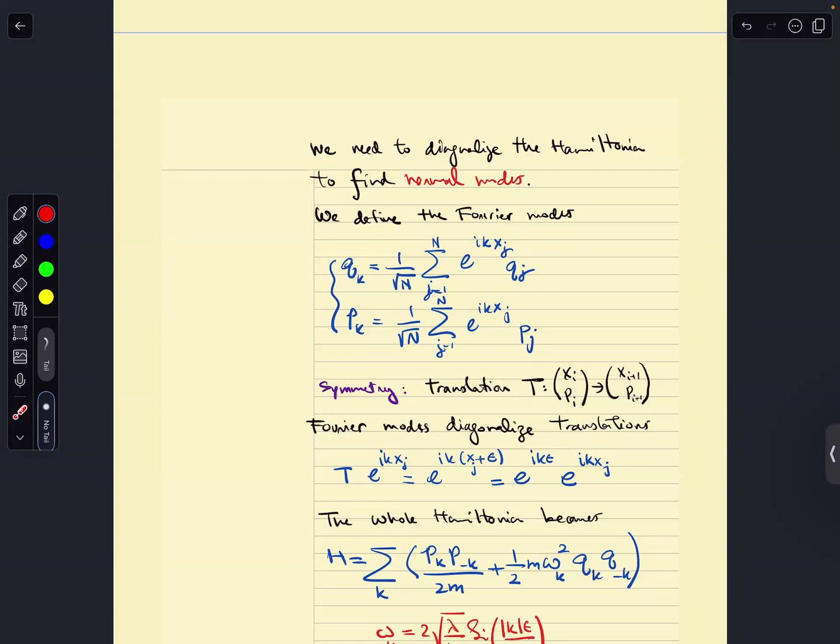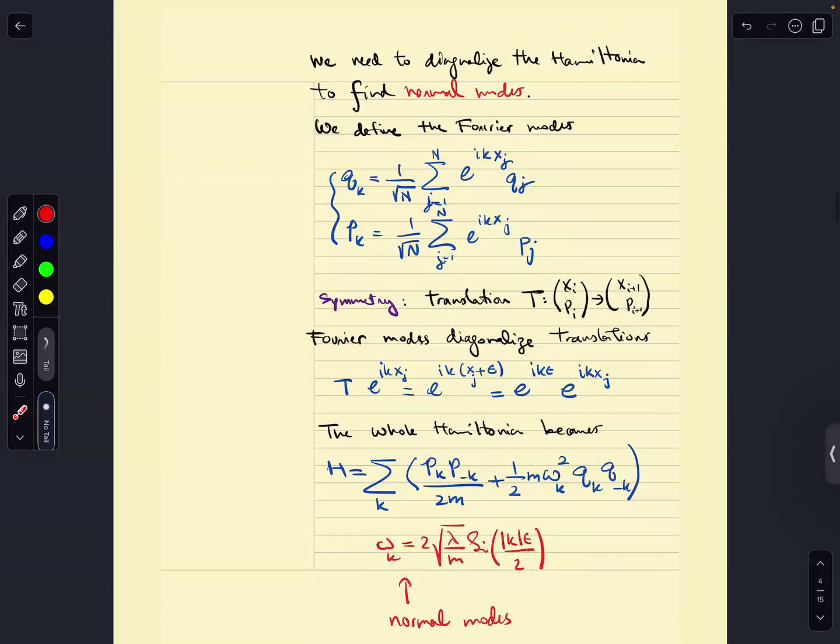A lot of this course is going to be about symmetries. On a lattice, the symmetry that you have is translations, right? From the translation symmetry of the lattice, you could have guessed that the thing that diagonalizes the Hamiltonian is the Fourier transform. But I'll leave it to you to work this out for yourselves.